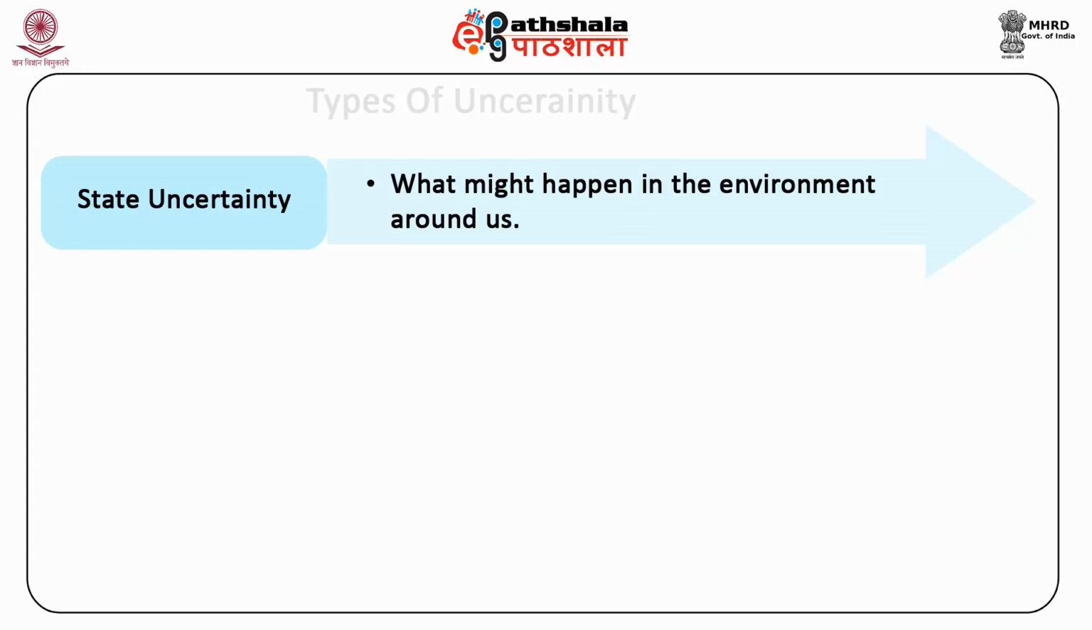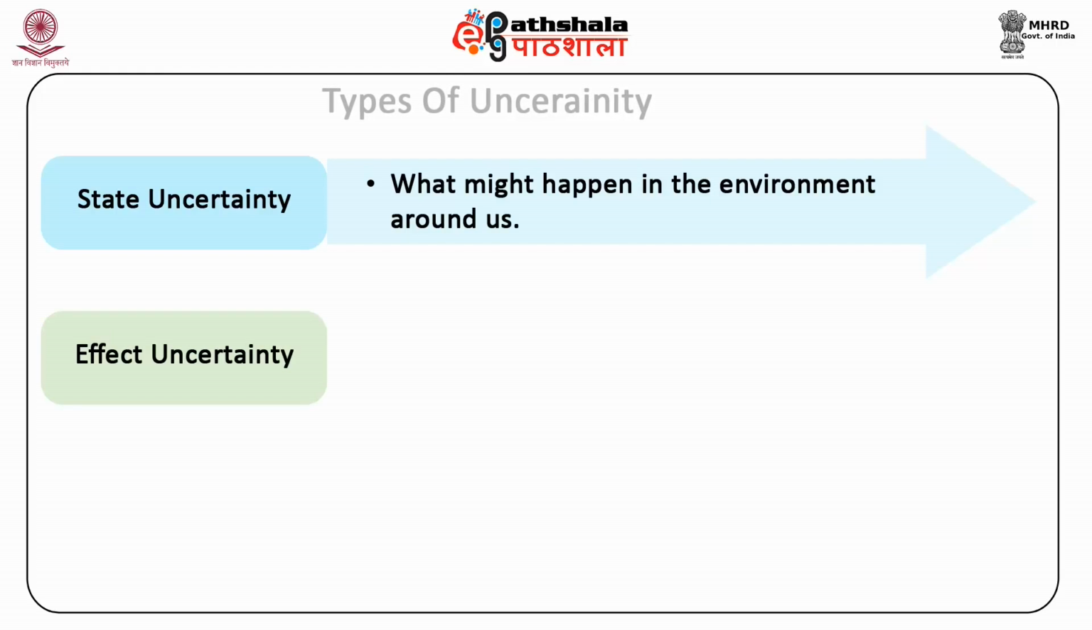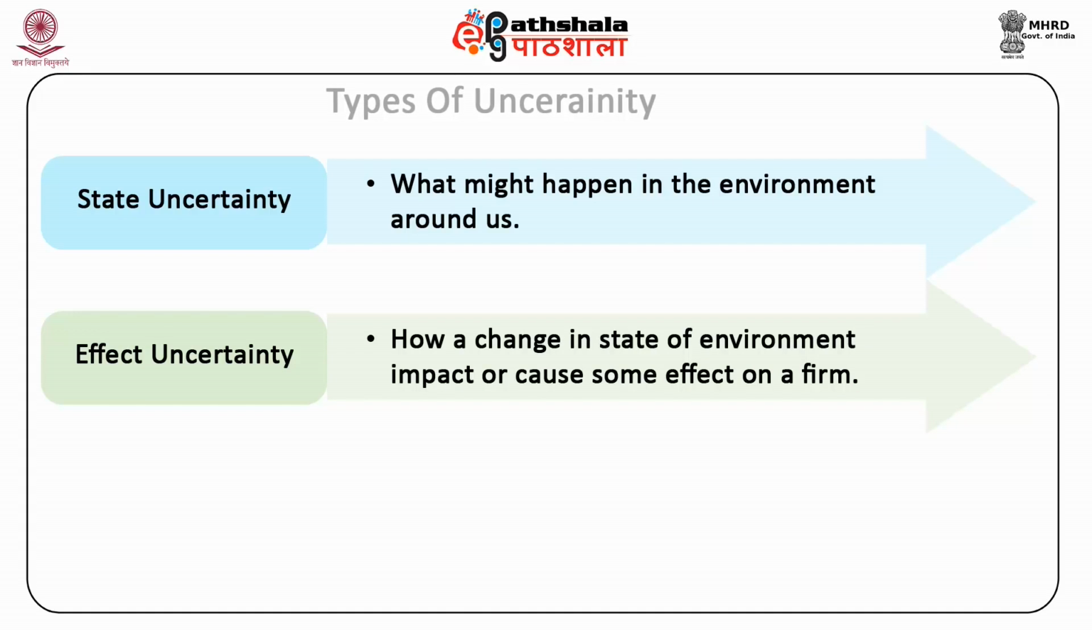The first one is the state uncertainty. This refers to what might happen in the environment around us. For example, if there is a sudden epidemic, there will be a change in the environment. The second is the effect uncertainty: how a change in the state of the environment impacts or causes some effect on a firm. Continuing with the above example, the spread of an epidemic in the society will adversely affect the entertainment firm, whereas it will pose an opportunity to a pharmaceutical company.